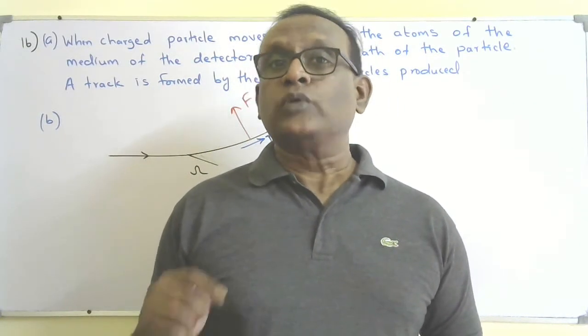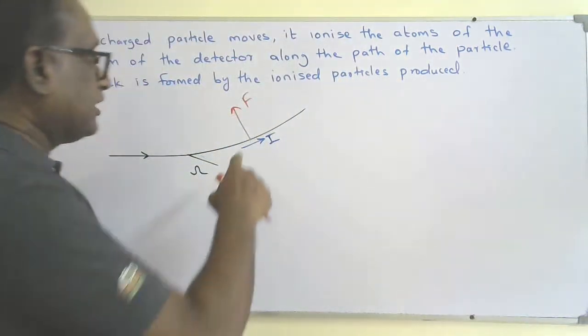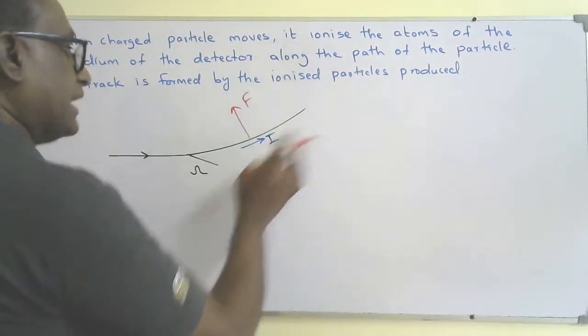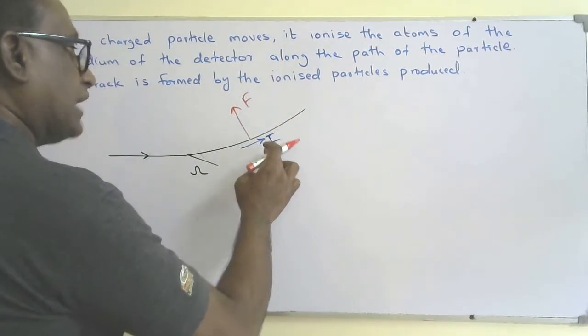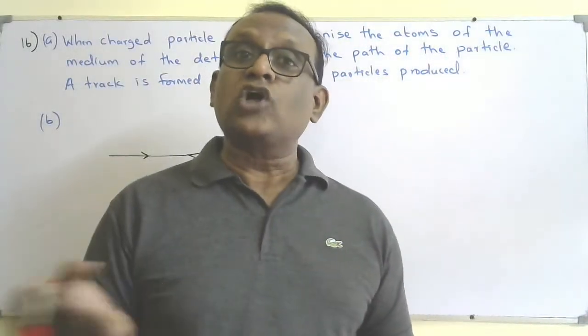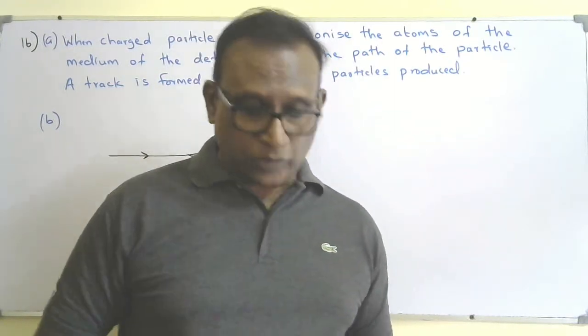So the force will act towards the center of the curvature. So the force is acting towards the center. Velocity is in this direction, towards the right. For a positive charged particle, the current flow is also the same. If it is a negatively charged particle, the current flow will be opposite to the direction of motion of the charged particle. But K plus is a positive particle.